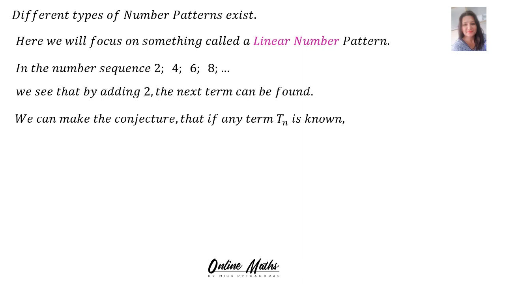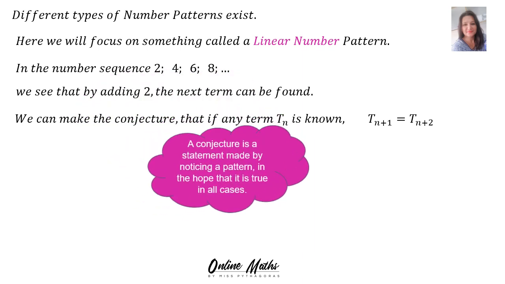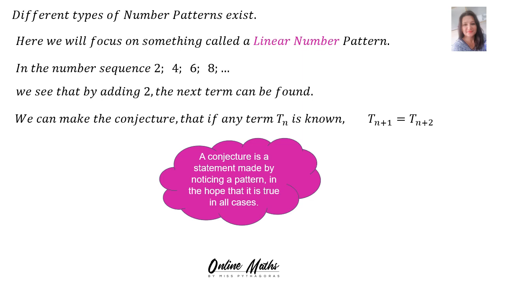We can make the conjecture that if any term Tn is known, then Tn+1 is equal to Tn plus 2. A conjecture is a statement made by noticing a pattern in the hope that it is true in all cases.